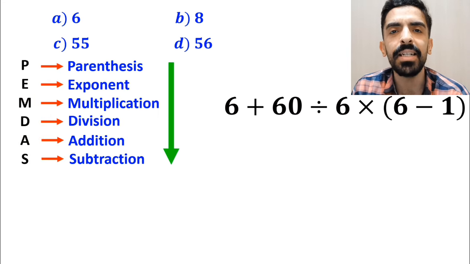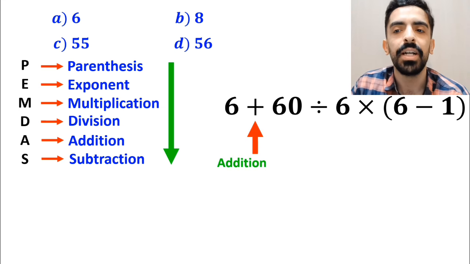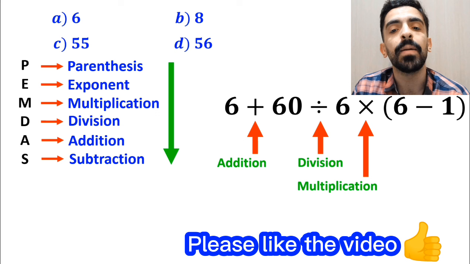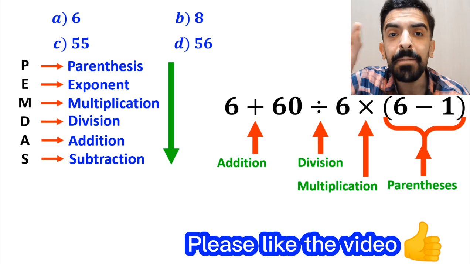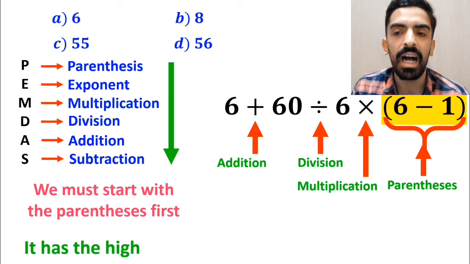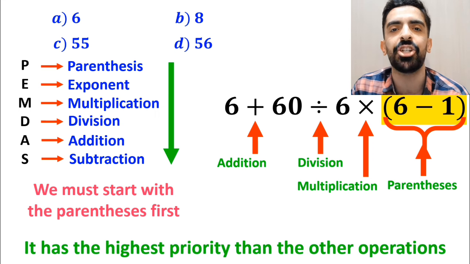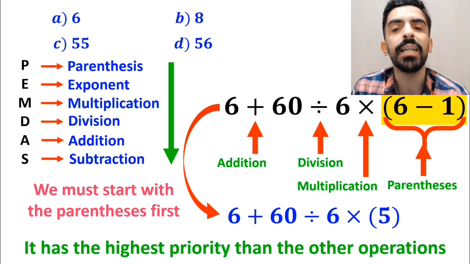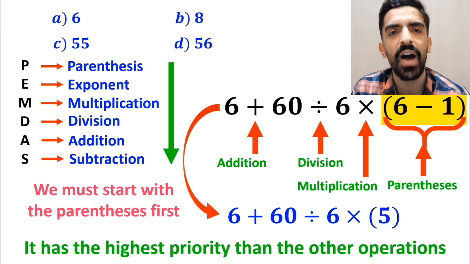Alright, as you can see on the screen, in this expression, first we have an addition sign, then a division sign, followed by a multiplication, and finally parentheses. We must start with the parentheses first, because it has the highest priority over the other operations. So, instead of this expression, we can write 6 plus 60 divided by 6 times 5.